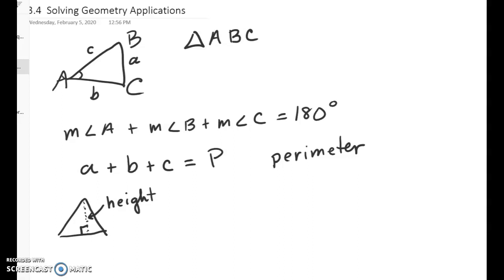And finally, the area of a triangle is equal to one-half times the base times the height. So that's the formula for the area of a triangle. All right? Usually we just use A for area.